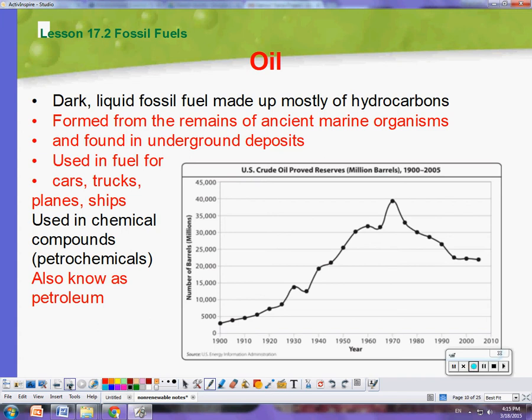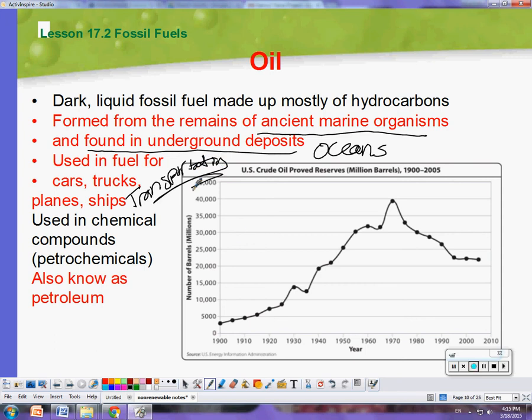Oil, it's formed from ancient marine organisms, so it's found underground, usually at the bottom of oceans. We've gone over that a little bit. It's used for transportation. This is where it goes back to that other slide. So transportation is where we use oil. It's also known as petroleum. That's why British Petroleum, BP, British Oil. Get it? All right, moving on.